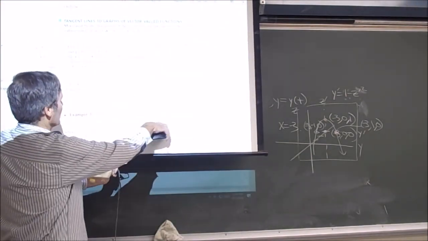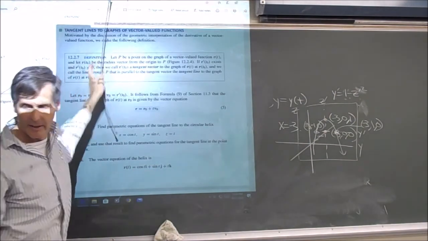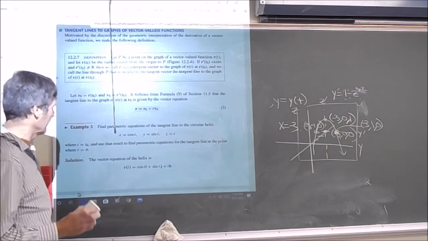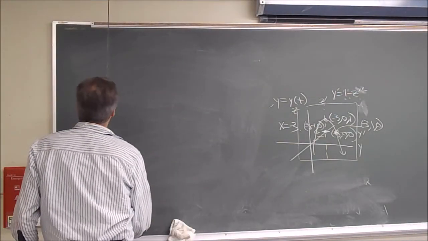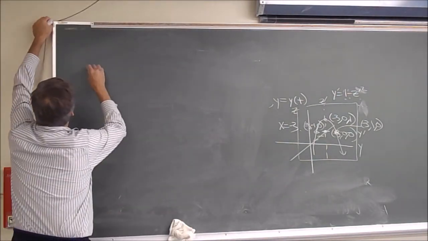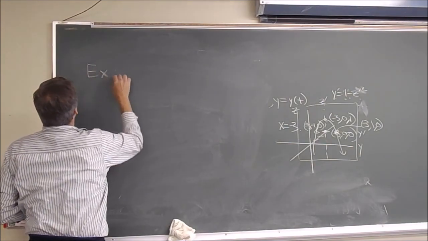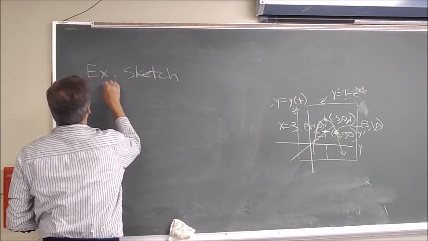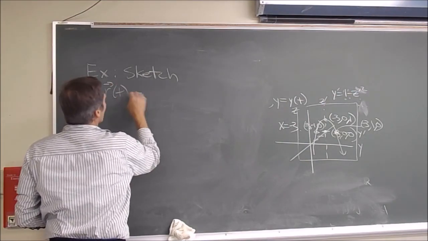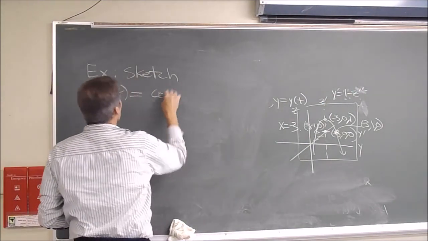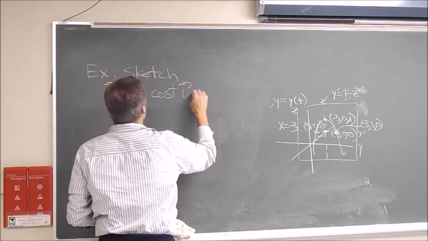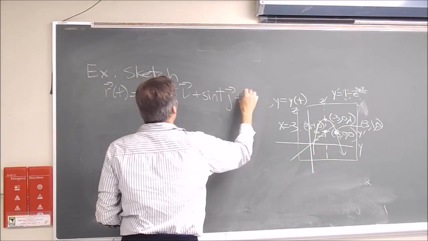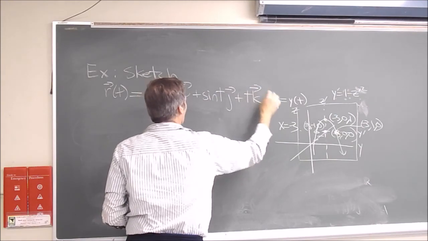And then I also want z equals t. How can I sketch that curve in 3 dimensions? This is where it gets more interesting. Let's sketch r of t equals cosine t i plus sine t j plus t k. Right?